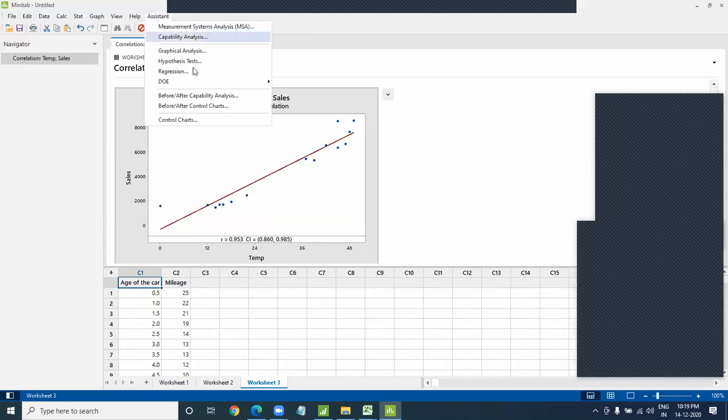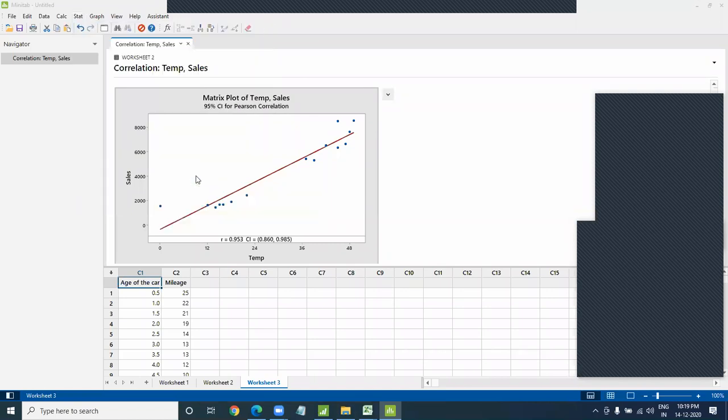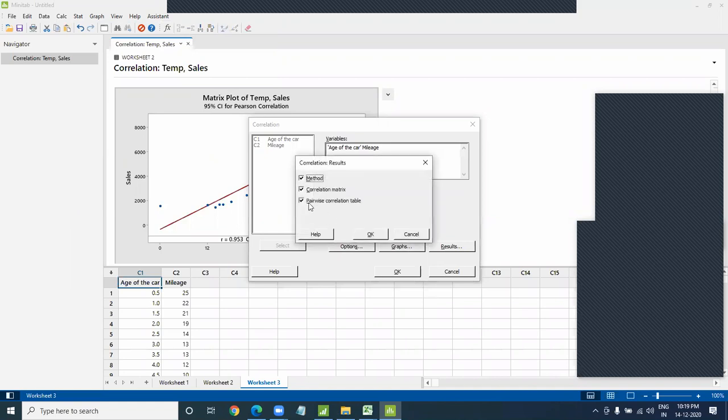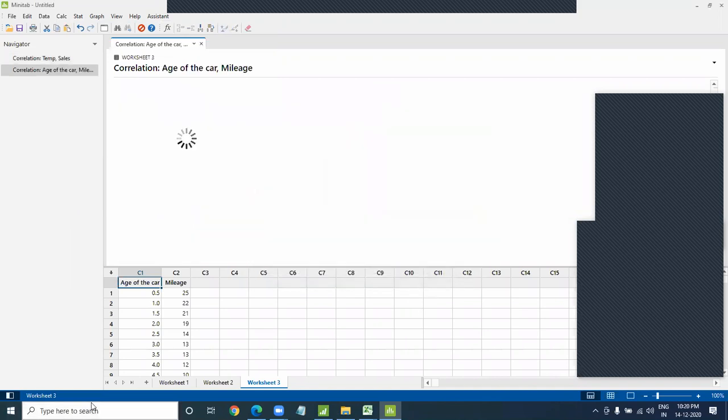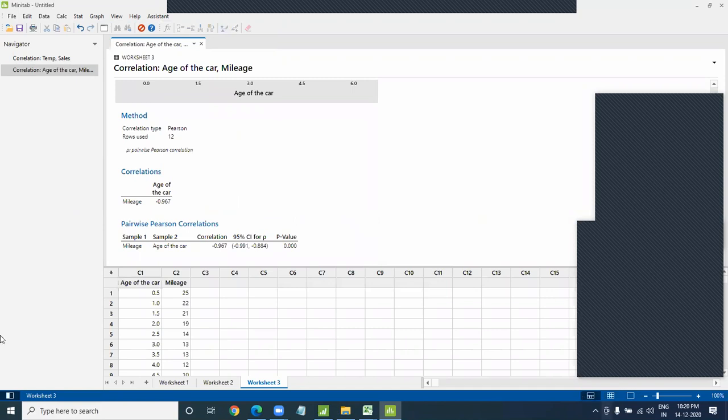Stats, basic stats, and then we go to correlation. First, age of the car, which is X. Second, mileage. X first, Y second. In results, we have already selected this pairwise correlation table. That's it. Let's click OK. Let's scroll down and have a look at this p-value. It confirms this is alternate. Yes, there is a relationship.